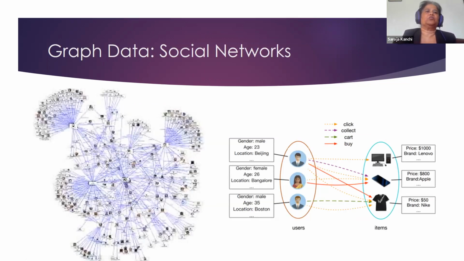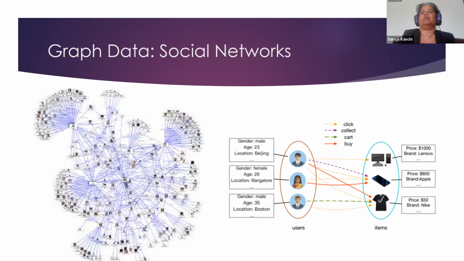As some examples, here is a social network graph on the left. And you can see a recommender system, such as Amazon's, on the right, where if you think of it as a graph, each node is a person trying to shop using Amazon, and you have different types of links saying whether they clicked on the product, collected the product, threw it into the cart, or actually bought the product.